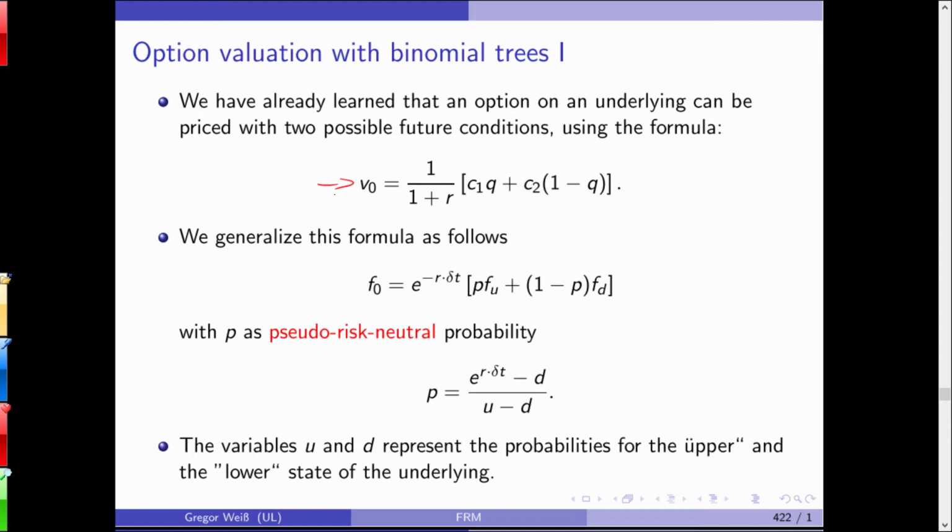Then the price F0 is equal to now a continuous discount factor, exponential function of minus r times delta t, times probability times up state plus 1 minus q times down state. And p now is the pseudo-risk-neutral probability, exponential function, again, discount factor minus D over U minus D. And again, the variables U and D represent the up and the down state of the underlying.